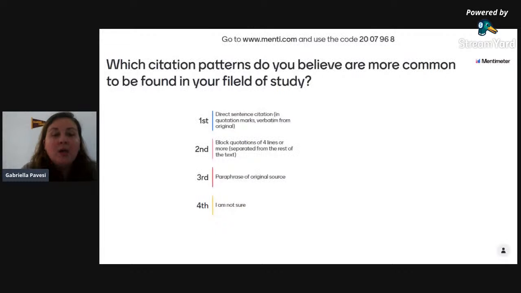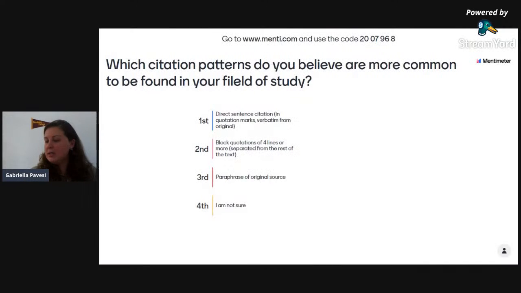Let me see if you can see. Yes. So from memory, no article, don't look anywhere. Go to Menti here, please. Put this code. And you are going to tell me what you remember or what you believe are citation patterns more common to be found in your field of study.